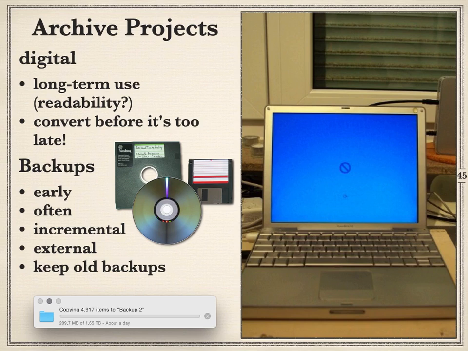When you do backups, I mean, look at these media, these are floppy disks or a CD, they're faded out, and if you have your backups on these media, it's really hard to get them back. So convert them before it's too late. And when it comes to backups, do them early, often, incremental.